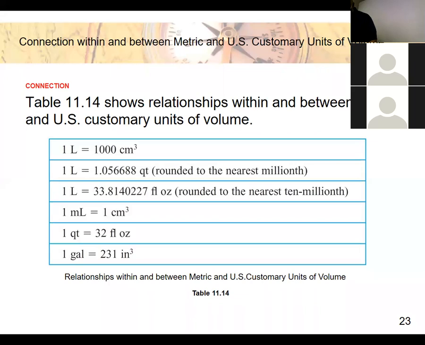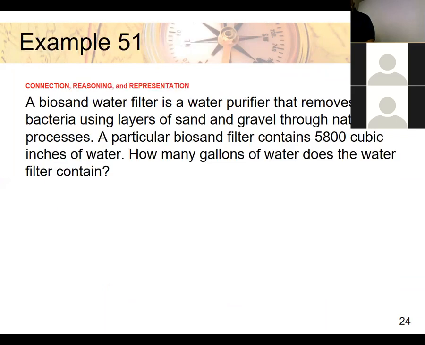And here we can use these to convert into another unit like this one. A biosand water filter is a water purifier that removes bacteria using layers of sand and gravel through natural processes. A particular biosand filter contains 5,800 cubic inches of water. How many gallons of water does the filter contain?